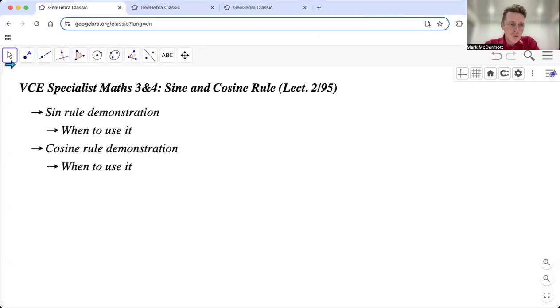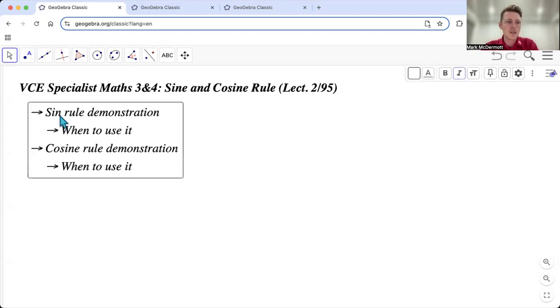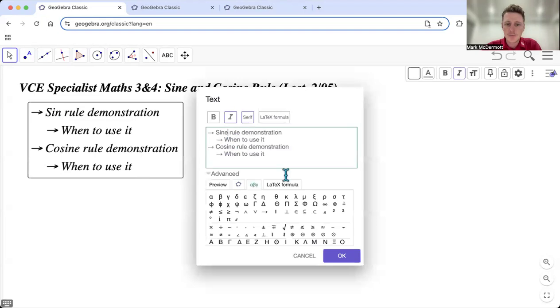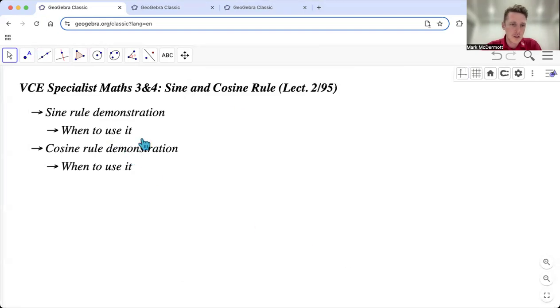All right, so we're going to continue our mini lecture series here on VCE Specialist Maths 3 and 4. We're going to look at the sine and the cosine rule. These first few lectures need to be familiar with these ideas in order for the course to make any sense. The sine rule is something that would have come up earlier on in your maths career, hopefully.